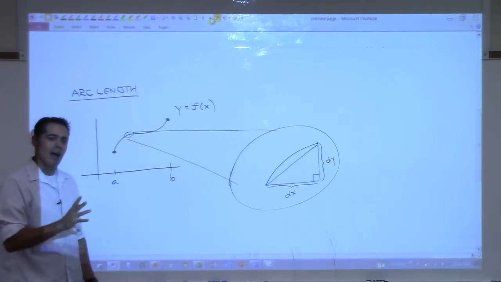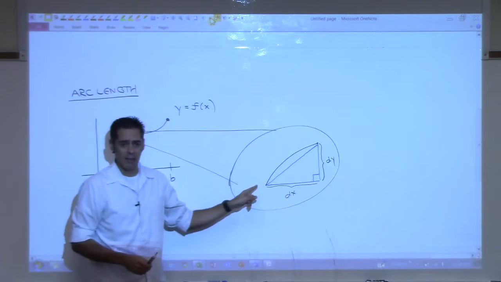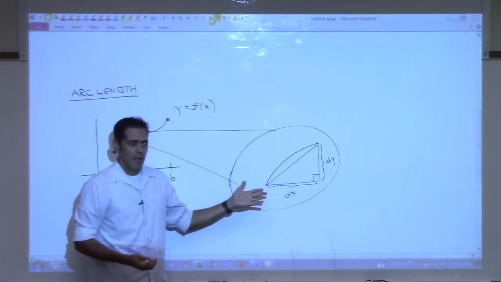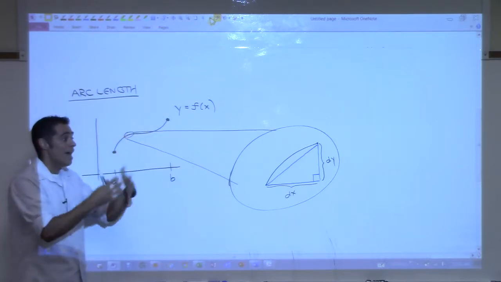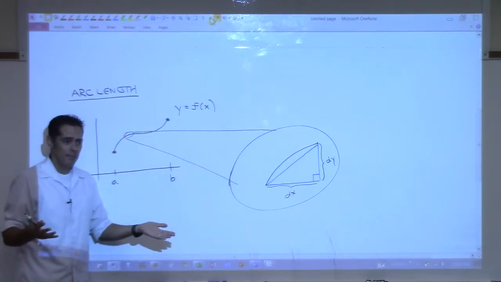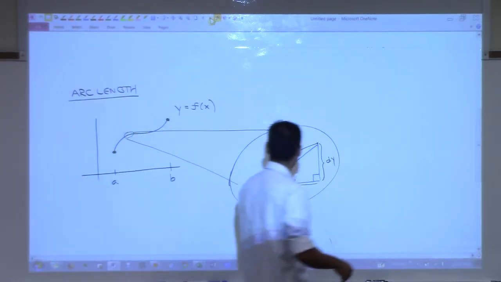Yes? So what I'd like to do is see if I can come up with a formula for the hypotenuse length, and that would represent the length of one little infinitesimal piece, and then I want to add them all up. And how do I add them all up? Bring an integral in, okay? So we just need a formula for this.